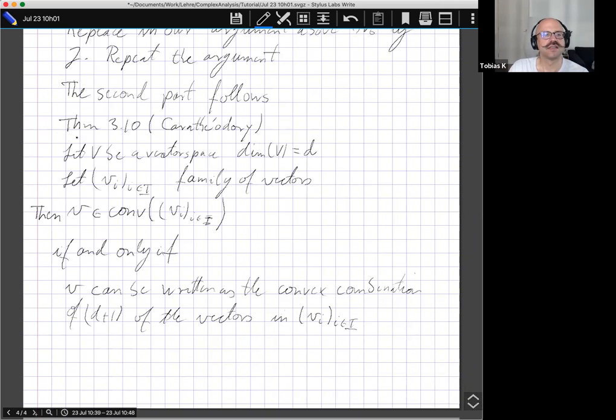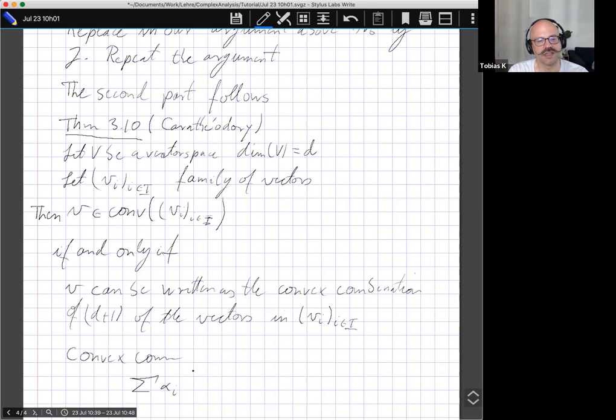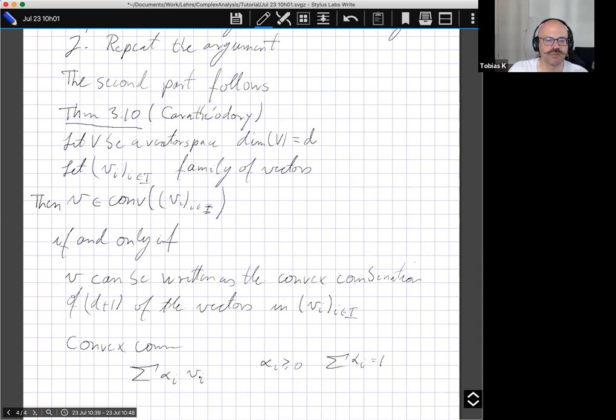So it means if you can write it as a convex combination. Remember, let me recall what a convex combination is. I write it as a sum of alpha_i v_i, where the alpha_i's are non-negative and the sum of the alpha_i's is equal to 1. And I probably have now convinced you that this is the right thing to use for this kind of problem.